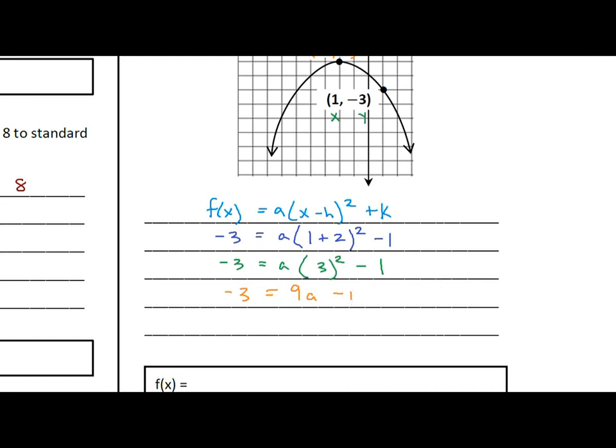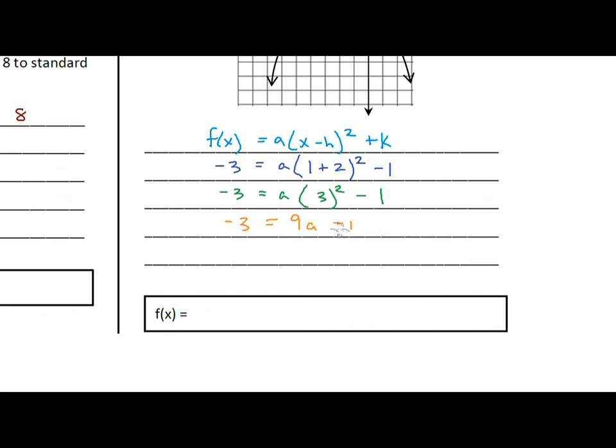All right, our goal is to get a by itself. We're going to get rid of this constant first by adding 1 to both sides. -3 plus 1 is actually -2 equals 9a. And then our last step is we're going to divide both sides by 9. That means this value here is going to be -2 over 9, and the 9 cancels the 9, that changes to 1.